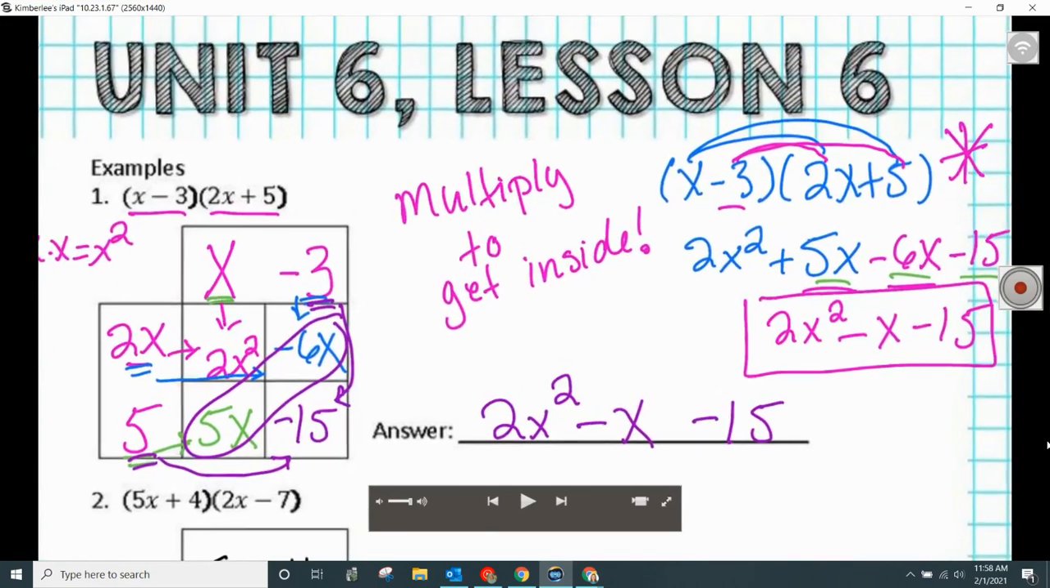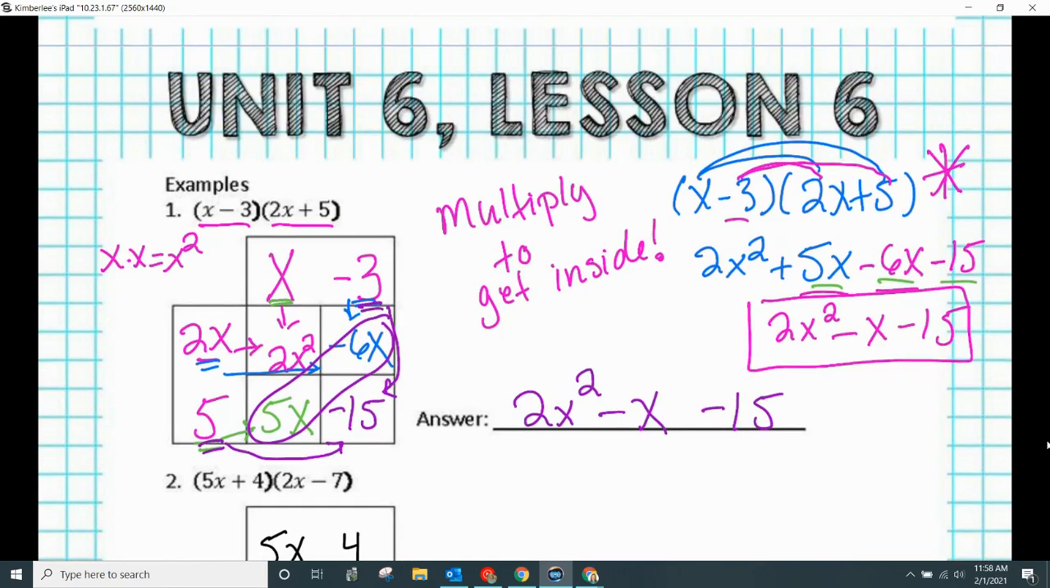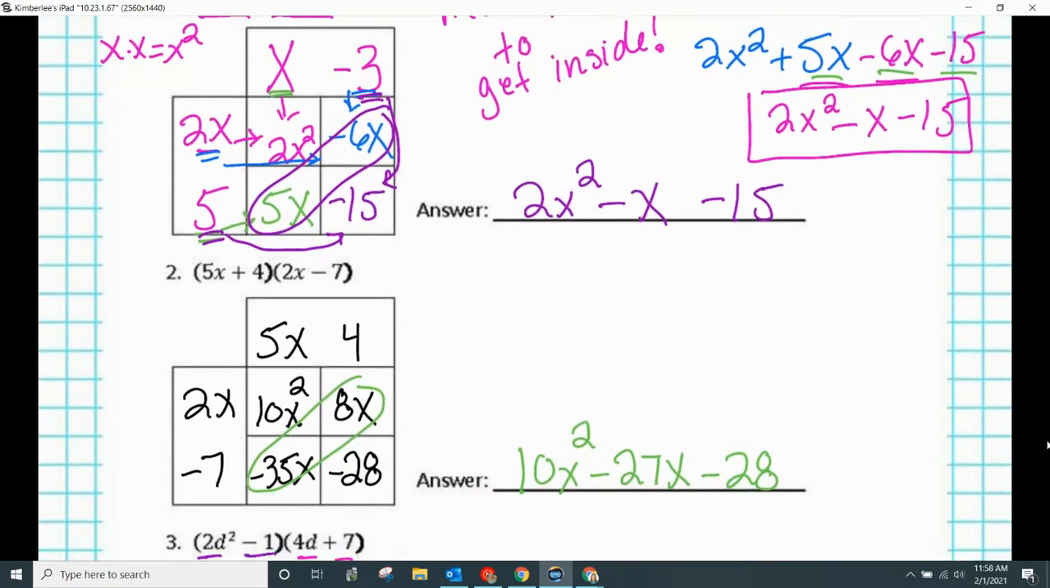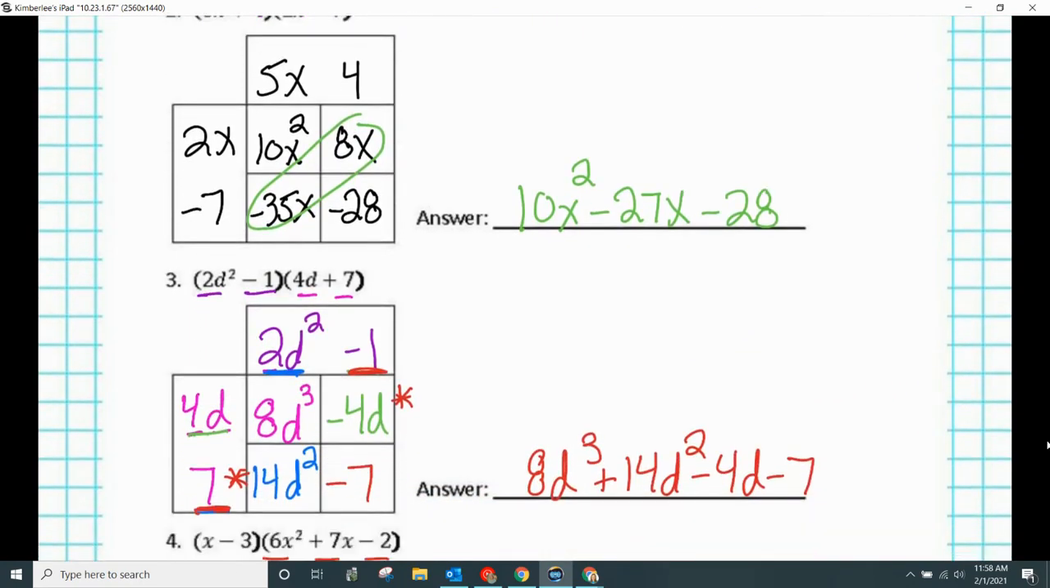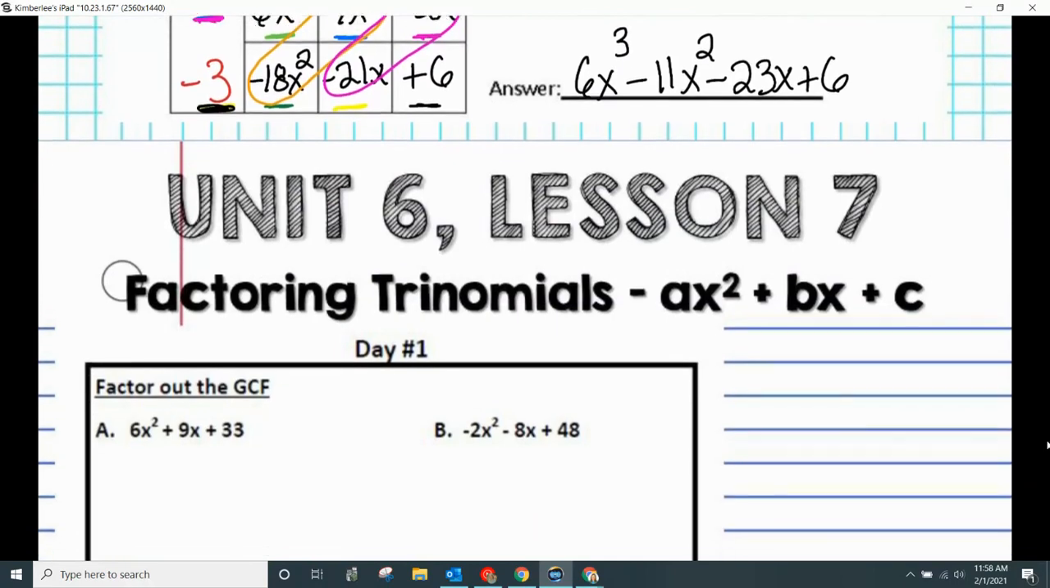Okay, so this is where we stopped, Unit 6, Lesson 6. If you haven't been filling out your table of contents, make sure you're doing that too. So now we're going to go to Unit 6, Lesson 7, Factoring Trinomials.